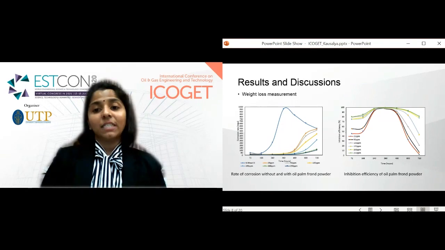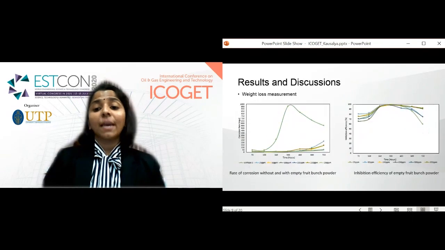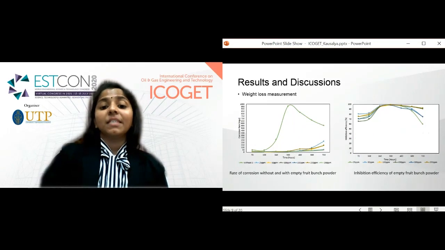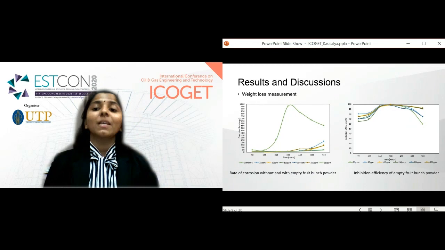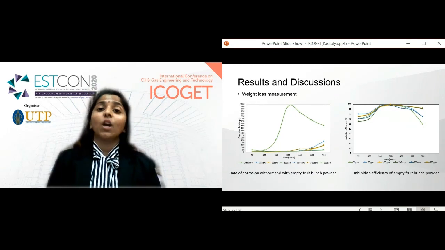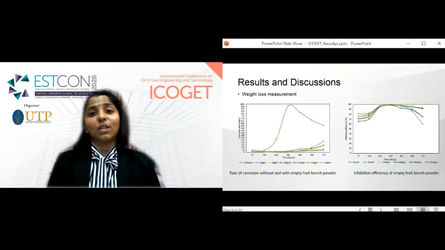Similar results were achieved for the empty fruit bunch powder as well. Maximum inhibition efficiency attained by the empty fruit bunch powder was 99%, but not at 250 ppm like oil palm frond powder; this is much lesser, which is at 100 ppm itself.